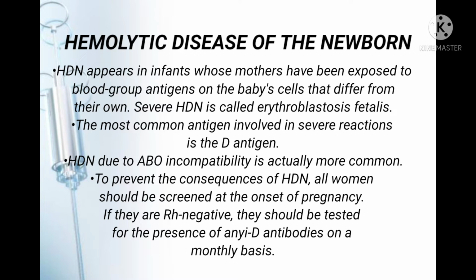Hemolytic disease of the newborn. Hemolytic disease of the newborn, or HDN, appears in infants whose mothers have been exposed to blood group antigens on the baby's cells that differ from their own. Severe HDN is called erythroblastosis fetalis. The most common antigen involved in severe reactions is the D antigen, a member of the Rh blood group. HDN due to ABO incompatibility is actually more common, but the disease is milder because the majority of antibodies formed are IgM, which cannot cross the placenta.